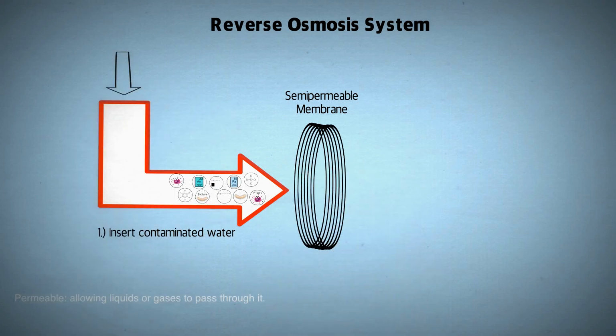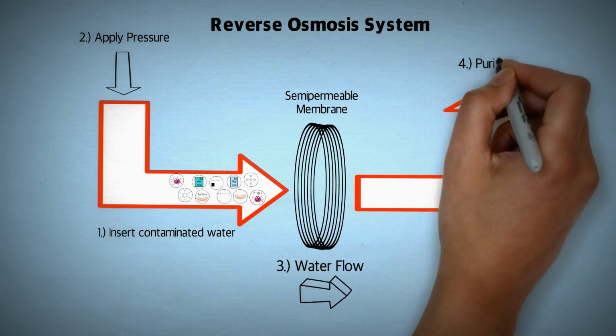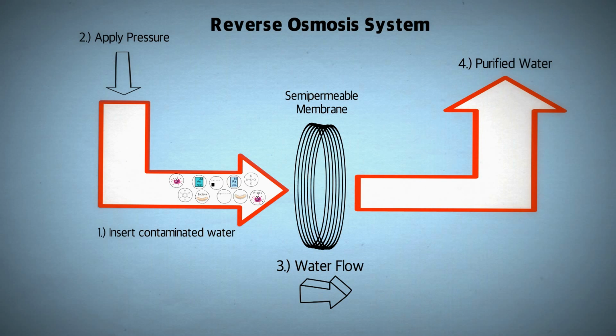The next step in the process is applying pressure to the water in the preliminary pipe in order to propagate movement of water through the semi-permeable membrane. Finally, once the filtered water exits the membrane, it is ready to be extracted and, most importantly, drunk.